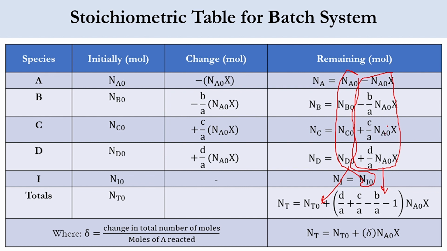Na naught x is common among these, so minus 1, minus B over A, plus C over A, and plus D over A. The terms in the bracket are converted to a parameter which we call sigma, which is the change in total number of moles divided by the moles of A reacted. Accordingly, the total number of moles at the outlet of the reactor will be equal to the total number of moles at the inlet plus Na naught x multiplied by this factor sigma, where sigma is equal to the change in total number of moles divided by the moles of A reacted.